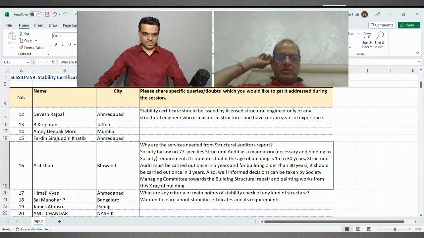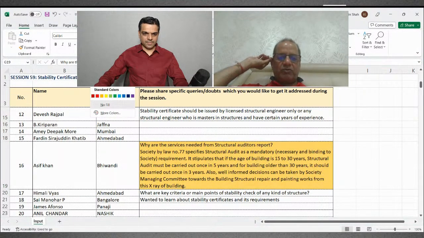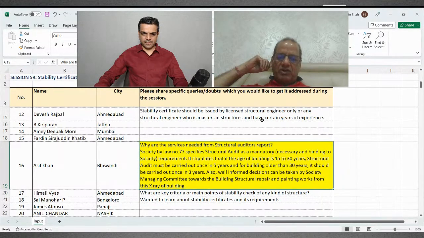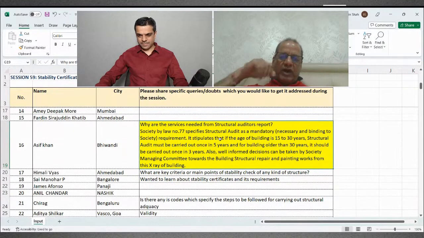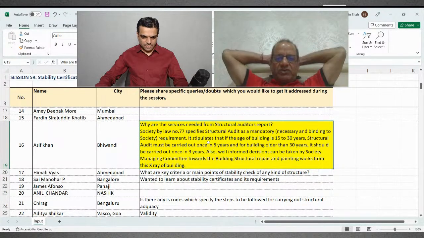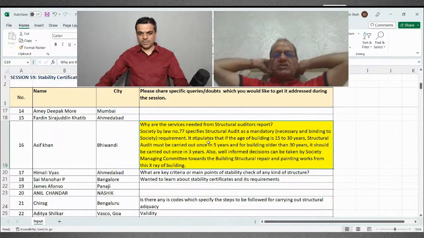Asif Khan, Bhiwandi: why are the services needed from structural auditors report? I think he's talking about structural audit.